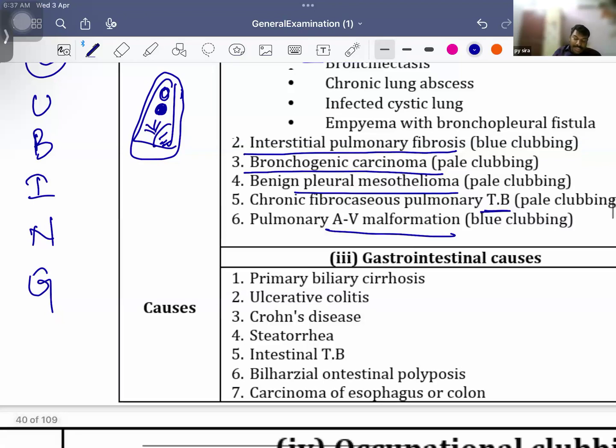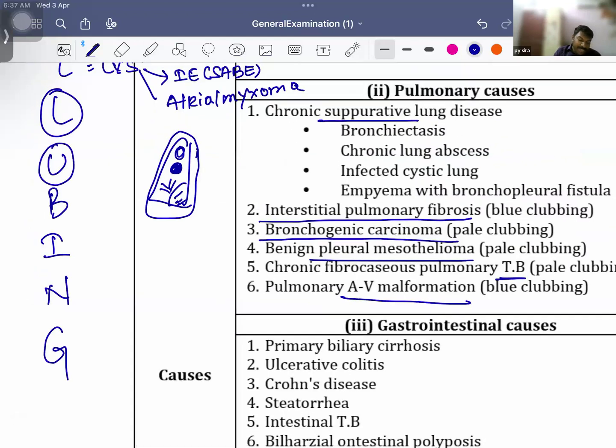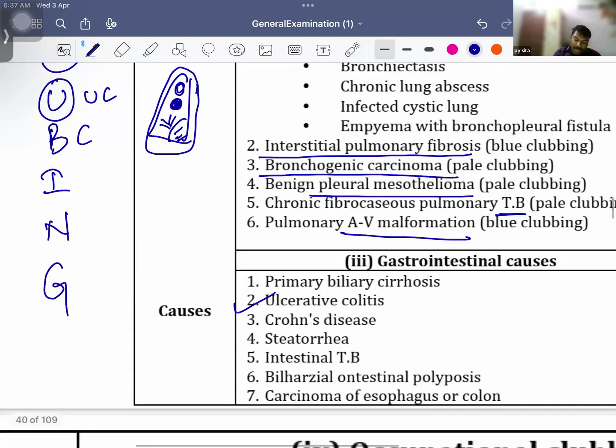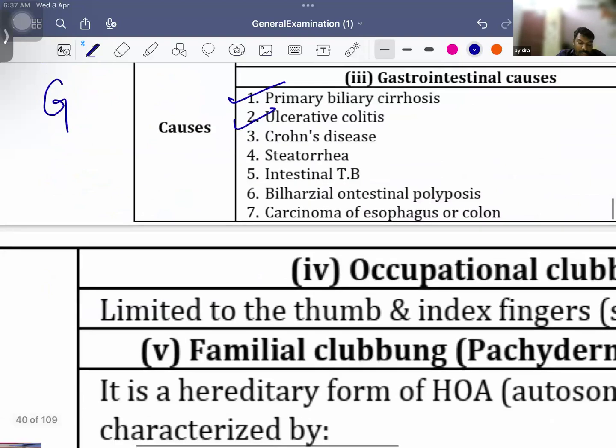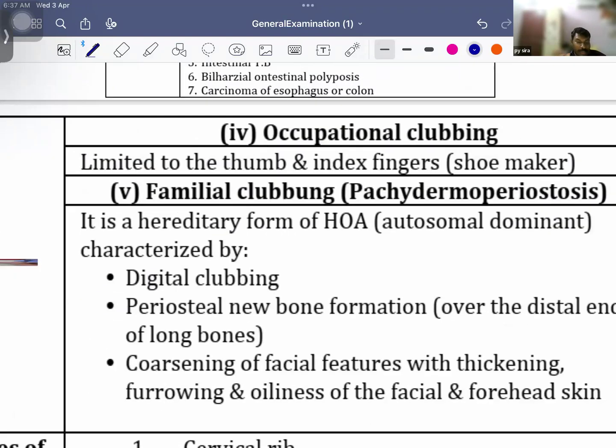Next, coming to GI causes: ulcerative colitis, primary biliary cirrhosis. Then idiopathic, it can occur without any reason. Then nutritional causes. There is no specific nutritional deficiency; any nutritional deficiency can result in clubbing. Then there are genetic causes of clubbing. Sometimes the patient might not be a smoker and there may be no long-standing disease, but genetic causes can cause clubbing. Sometimes genetic causes also result in familial clubbing.